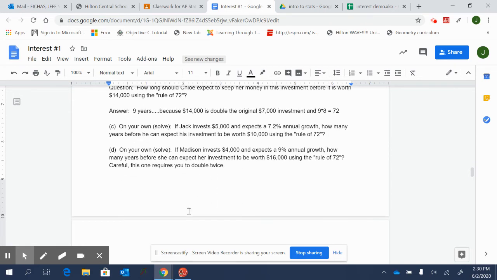All right, watch out for this one. Okay, you have 4,000, 9% growth annually, and you want to wait till the investment is $16,000. Well, that means it's doubled twice. So 4,000 doubled is 8,000, 8,000 doubled is 16,000. To double twice, we have to hit 72 twice. Okay, so 9 times 8, 8 years would get us 1 doubling. Okay, this is a little strange, a little tricky.